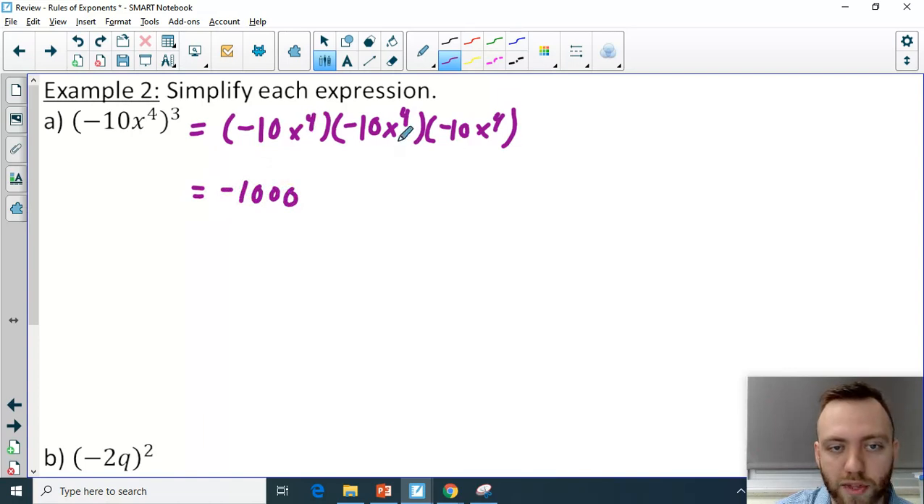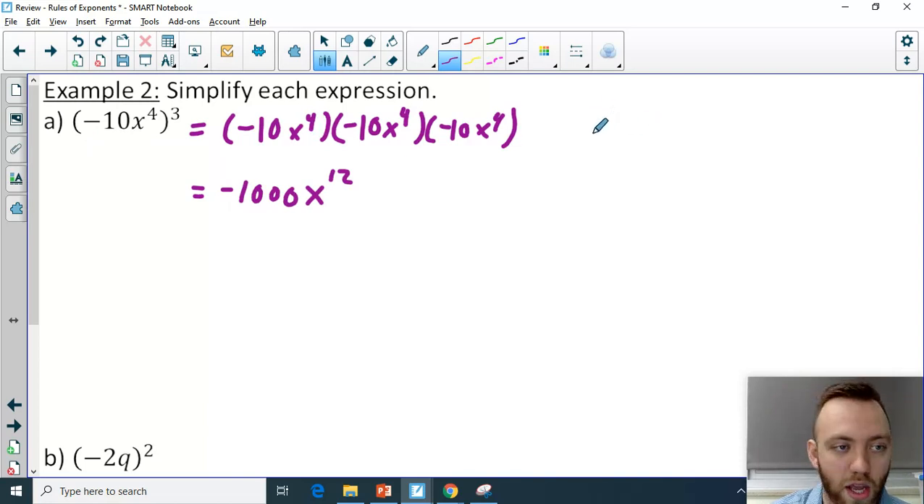And then x to the 4th times x to the 4th times x to the 4th, right? There's multiplication in between all these. We're going to add those because now we're multiplying with the same base, so it's going to be 4, 8, and 12, right?